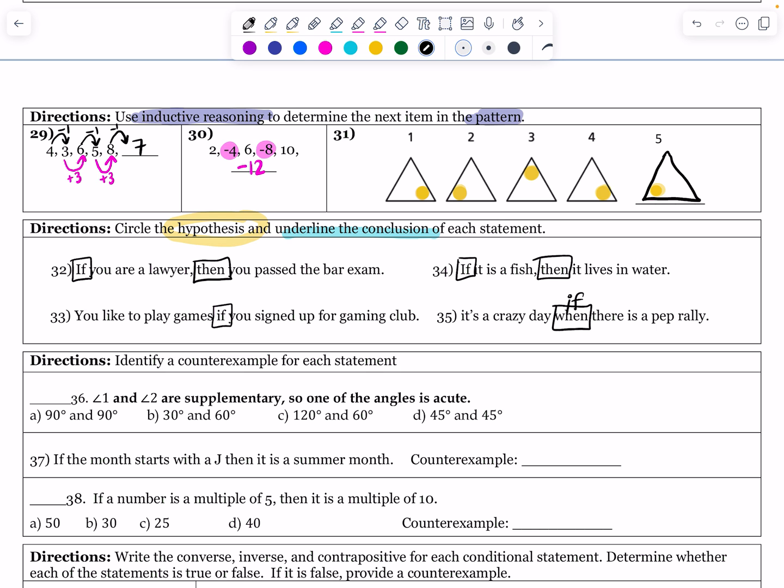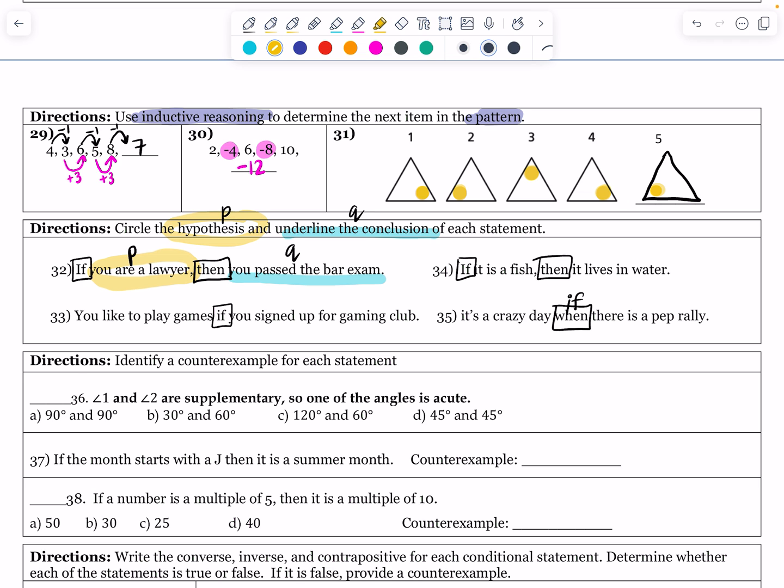So it says when. So if you are a lawyer, okay? So circle the hypothesis. This will be my hypothesis. You are a lawyer would be the hypothesis. What is the conclusion? You passed the bar exam. So here's my P, here's my Q. You are a lawyer, then you passed the bar exam.